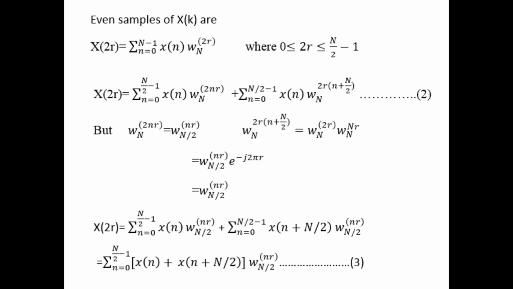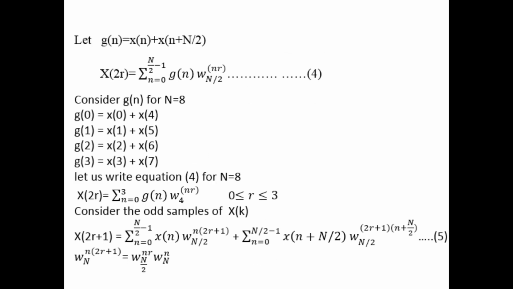Then x of 2r is equal to summation n is equal to 0 to n by 2 minus 1 x of n into omega n by 2 of nr plus summation n is equal to 0 to n by 2 minus 1 x of n plus n by 2 into omega n by 2 of nr, which is equal to summation n is equal to 0 to n by 2 minus 1 x of n plus x of n plus n by 2 into omega n by 2 of nr. We are going to call it as equation number 3.